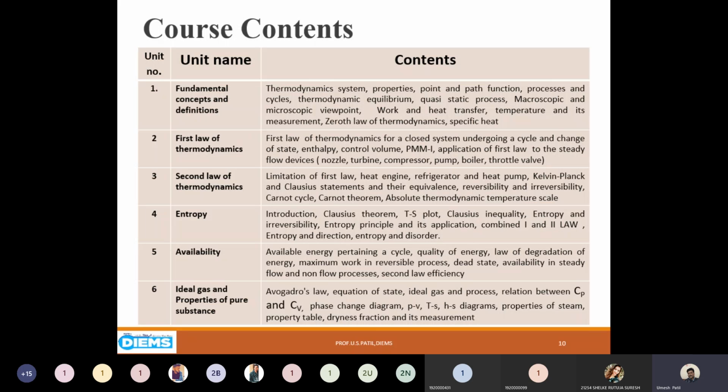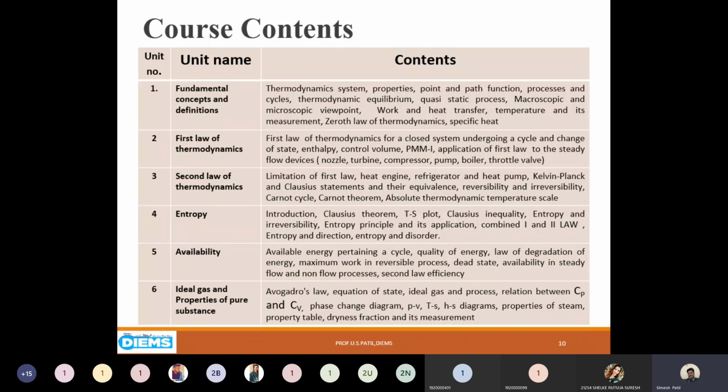Then the concept of reversibility and irreversibility, Carnot cycle, Carnot theorem, and lastly absolute thermodynamic temperature scales. How different thermodynamic temperature scales were invented and what is the base for the thermodynamic temperature scale, that we are going to learn in the last topic.